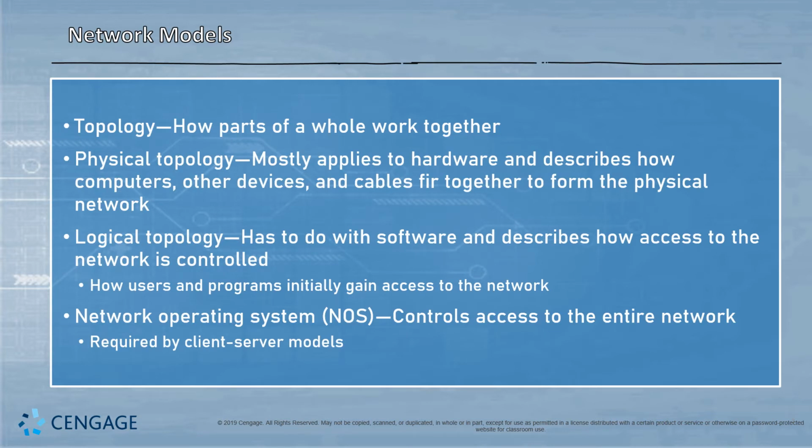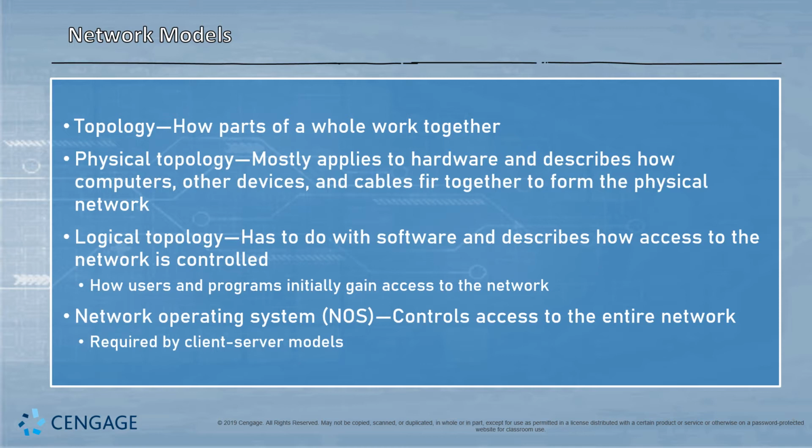As we begin, let's look at some terminology. Topology is a word that we hear quite a bit in networking because it describes how parts of a whole work together. A map, an arrangement, a layout. These are all things analogous to a topology. We have 2 primary methods of describing a topology. The topology we can see, the physical topology, and the topology that deals with the internal arrangement of control within a network.